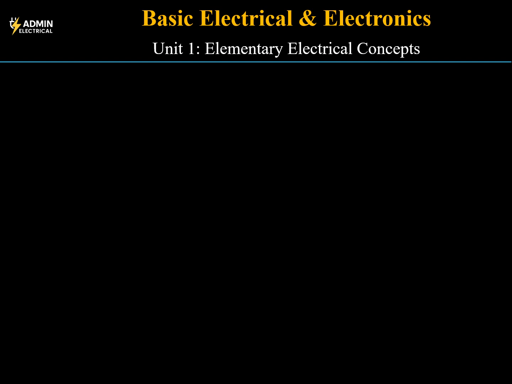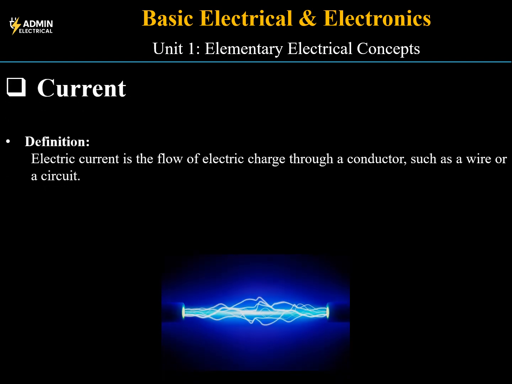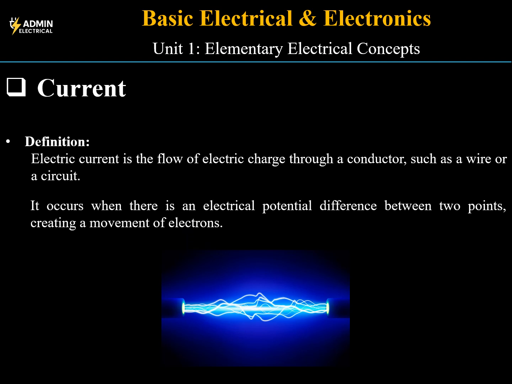Electric current is the flow of electric charge through a conductor, such as a wire or a circuit. It occurs when there is an electrical potential difference between 2 points, creating a movement of electrons. The more the charge flows, the higher the current.